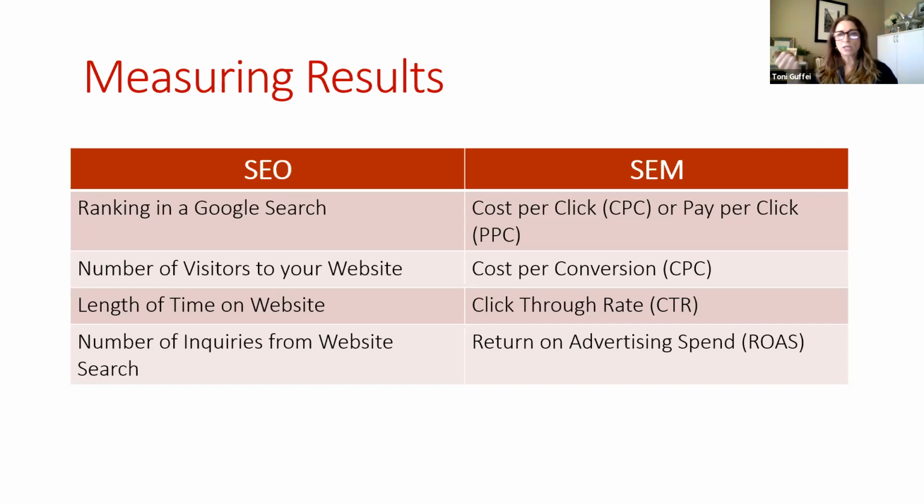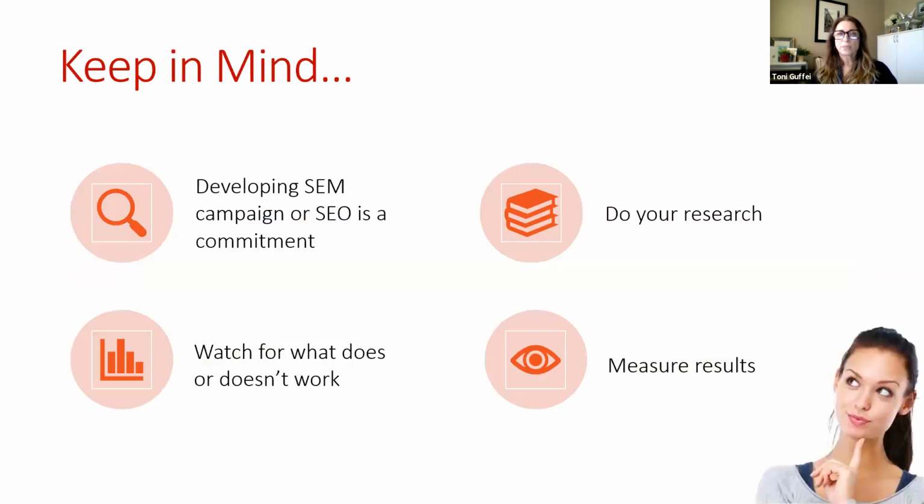Same with cost per conversion. How much are you paying for people to take an action? What's the click-through rate? That means how many people have seen it divided by how many people click on it. Very important metric. And then ultimately your return on your advertising spend. How much are you spending? How much business are you getting from that?